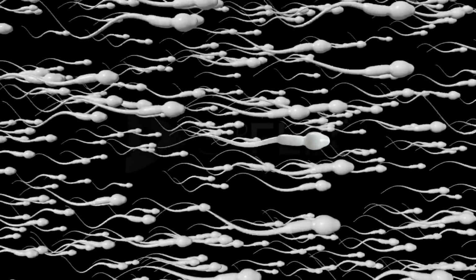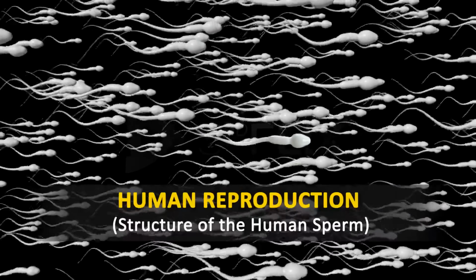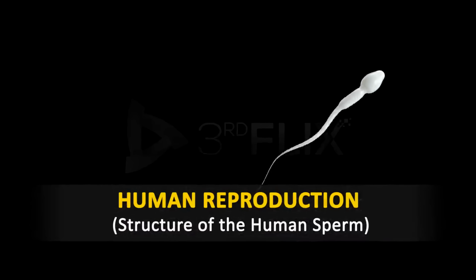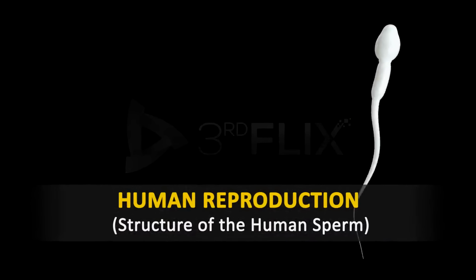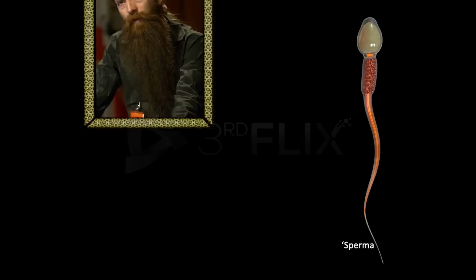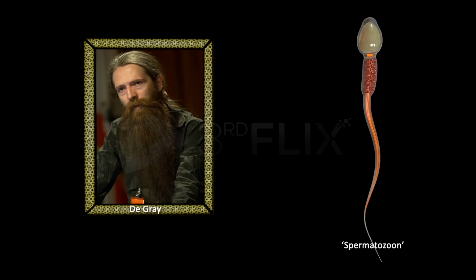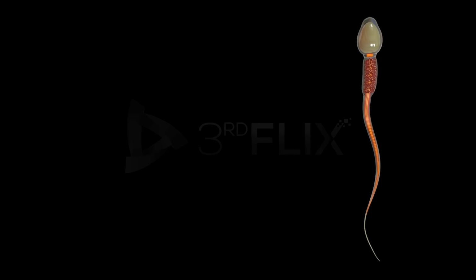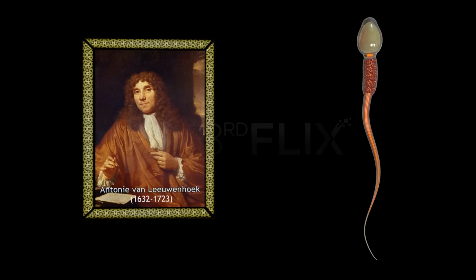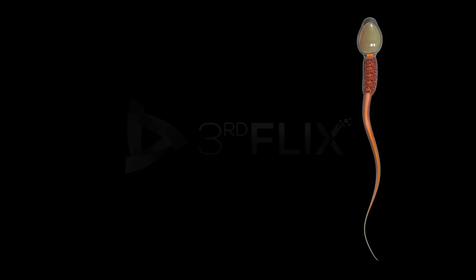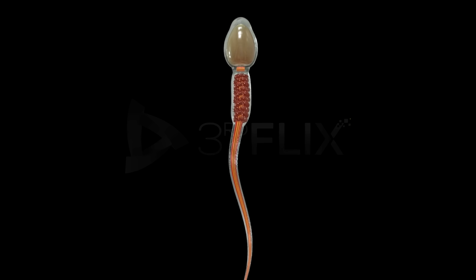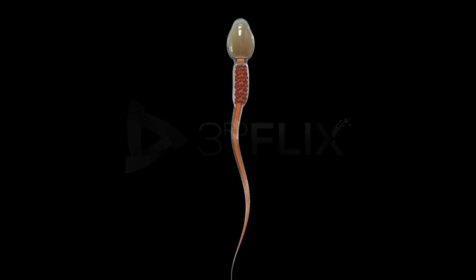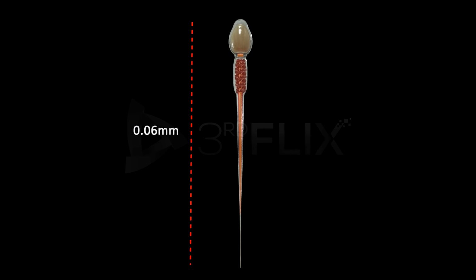Objective: to study about human reproduction, structure of the human sperm. The term spermatozoan was coined by de Gray. The human sperm was discovered by Antony von Leeuwenhoek. The human sperm is an elongated structure about 0.06 mm in length.